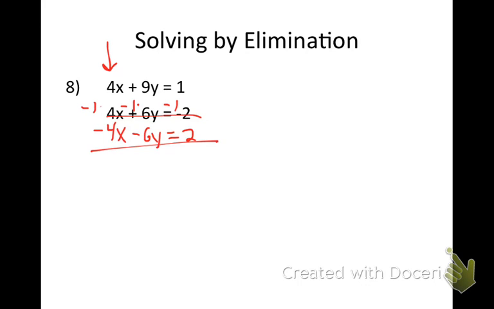Now are my x's set up to eliminate? Yeah, now my x's can eliminate. 9y minus 6y is 3y. 1 plus 2 is 3. 3y equals 3, or y equals 1.